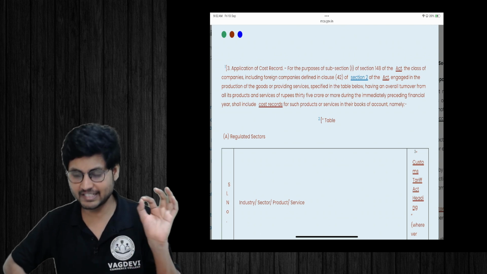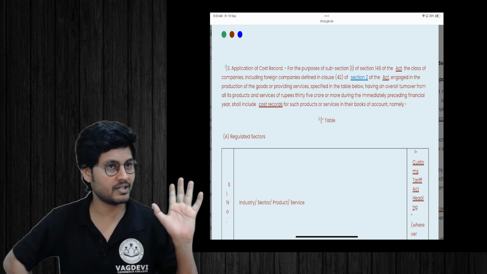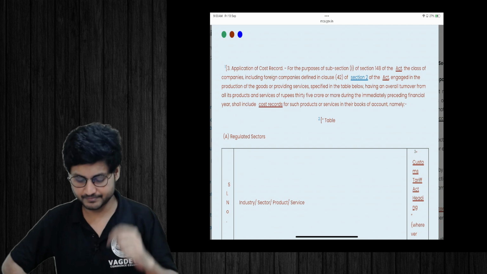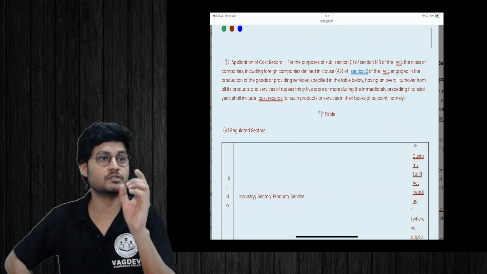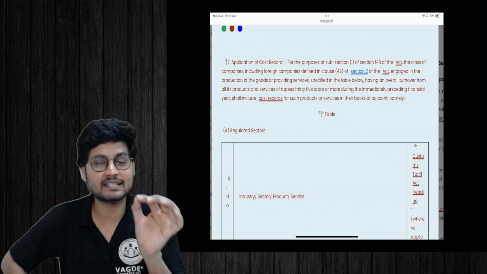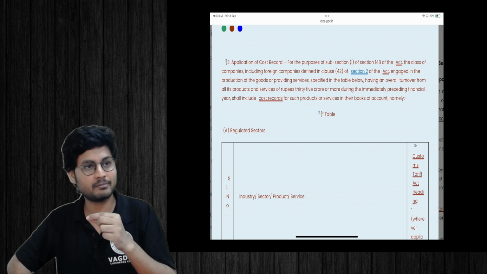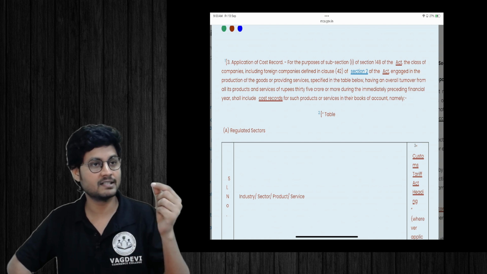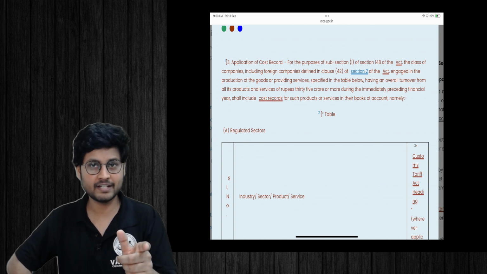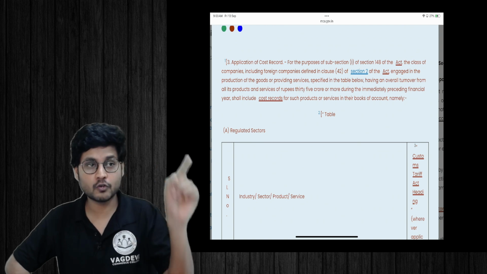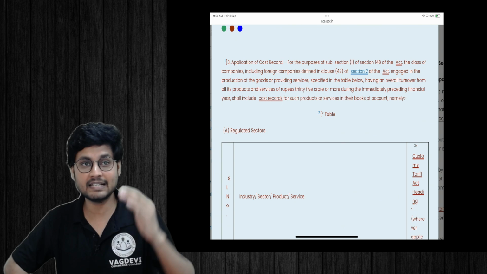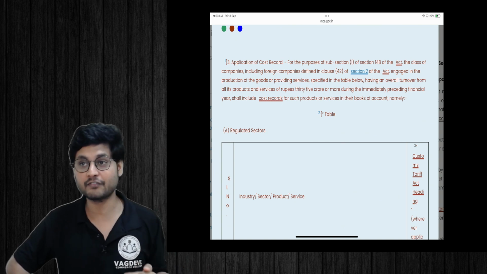Is the trading activity defined? No. First important point, trading activity is not defined. Specified in the table below. So I'm just talking about those manufactures or provision of services which are discussed in table number A and table number B. Table number A contains 6, table number B contains 33. So in rule number 3 total 33 plus 6, that is 39 different sectors are defined.